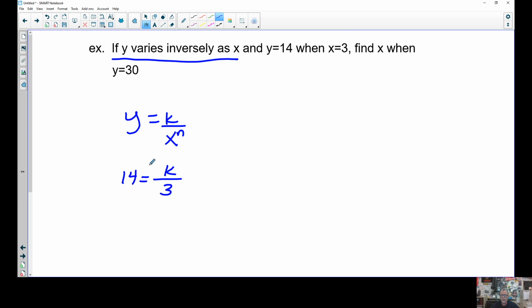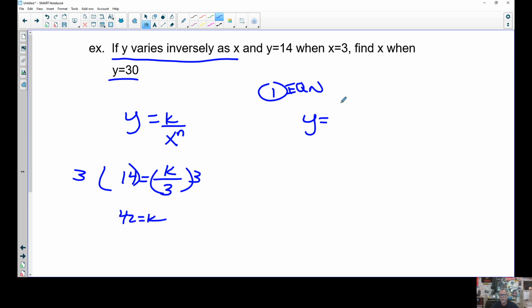And we need to solve. So we need to find x when y is 30. So the next thing I need to do is solve for k, right? I first need my equation. And for that, I need to solve for k. So multiply both sides by 3. And when I do that, I get 42. So 42 equals k. That means my equation is y equals 42 over x.